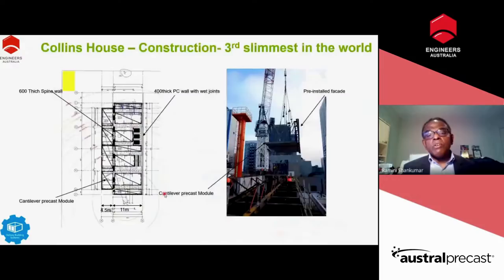Collins House is the third slimmest building in the world, that's right. And as I told you, this is a 4.5 meter cantilever above a 15-story heritage building, and it has an 11 meter backspan. I told you about that one, isn't it? Right? And everything is precast. The core is precast, and the prefab modules are stitched together with in-situ portions.